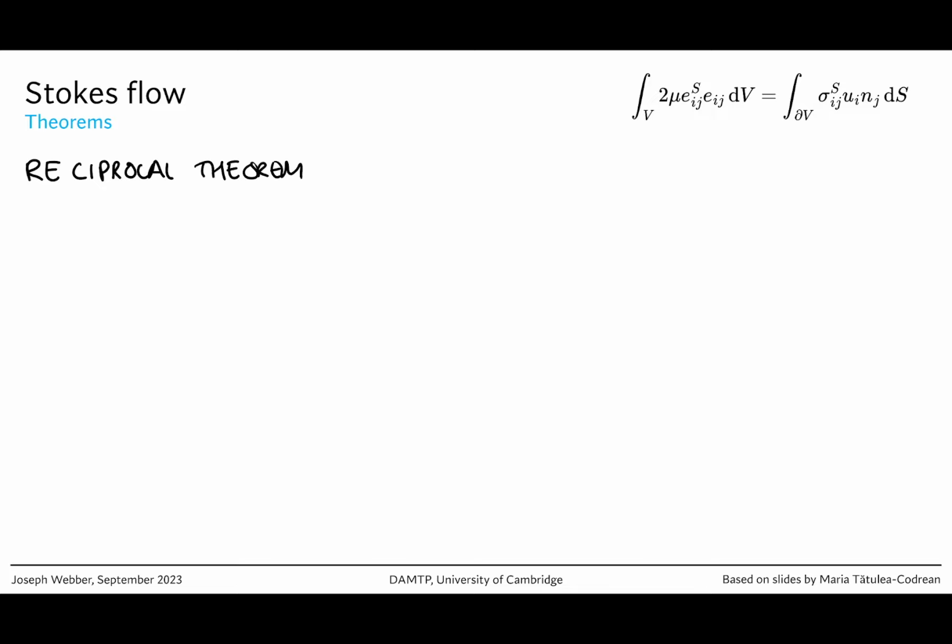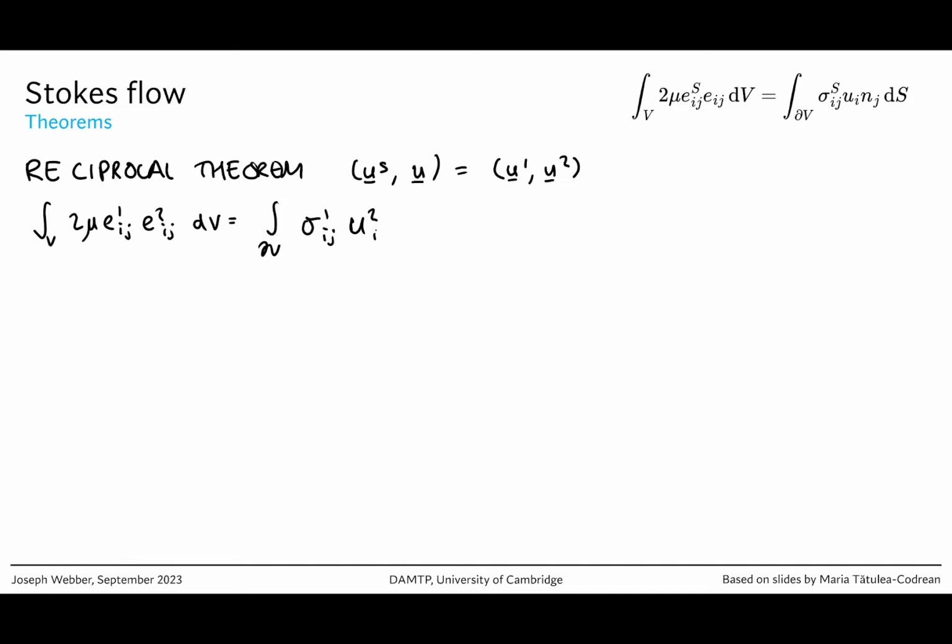And if we take us and u to be equal to u1 and u2, where u1 and u2 are both Stokes flows, then this equation here tells us that 2 mu E1 ij E2 ij dv is equal to dv sigma 1 ij U2i, sorry, nj ds.